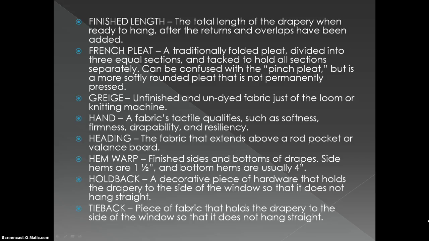The hold back is a decorative piece of hardware that holds the drapery to the side of the window so that it does not hang straight. The tie back is a piece of fabric that holds the drapery to the side of the window so it does not hang straight. So basically the difference between the hold back and the tie back is that the hold back is actually hardware and a tie back is just a piece of fabric.